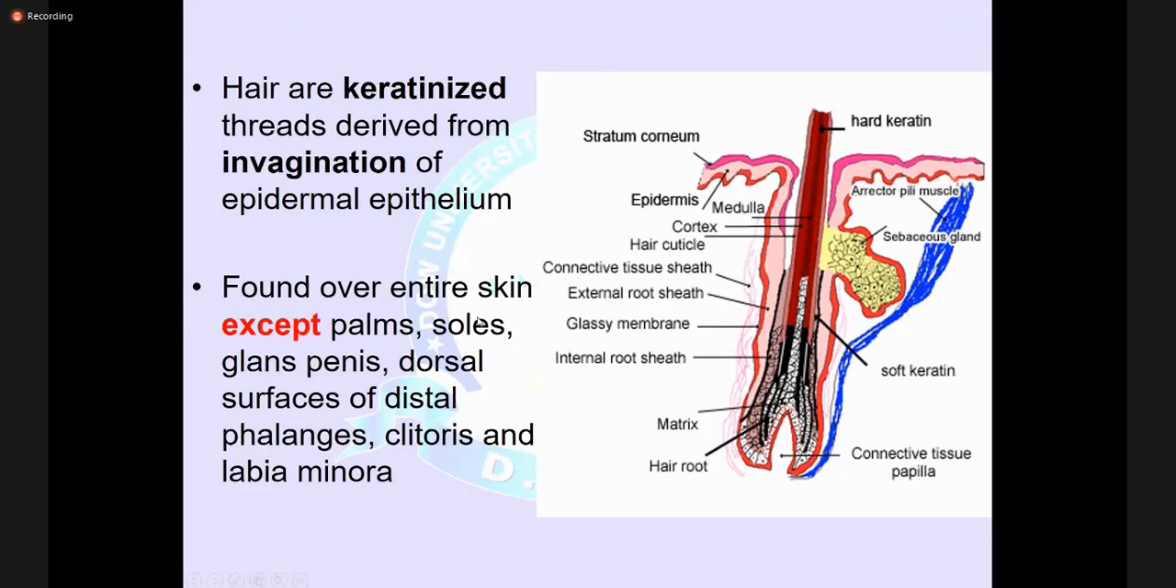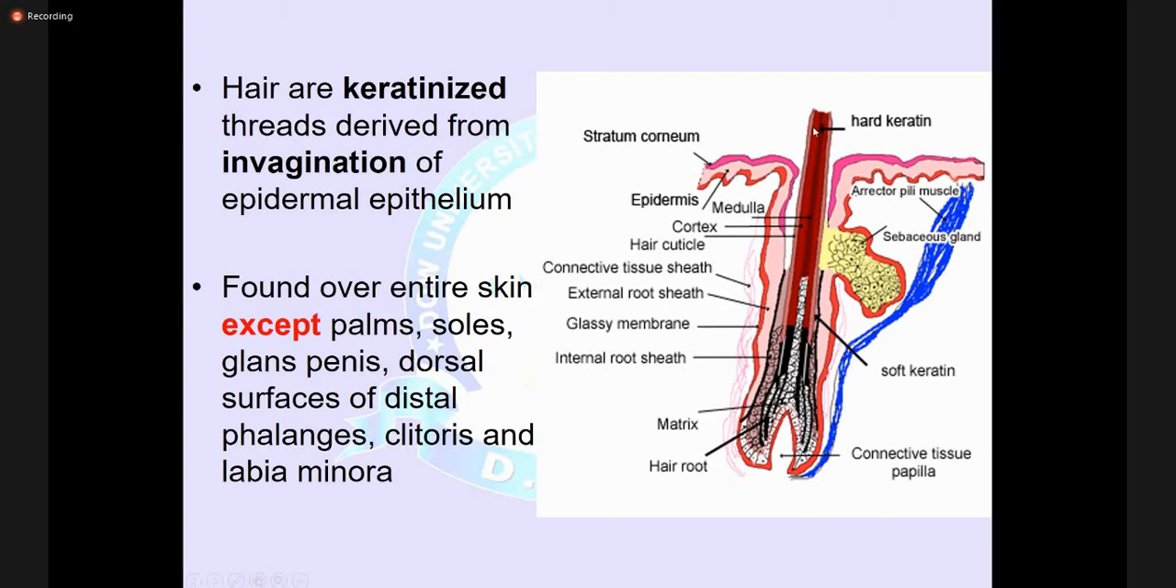So they are found over the entire skin, and the exceptions are the palms and the soles, glans penis, dorsal surface of the distal phalanges, clitoris, and the labia minora. These are the exceptions. Now this is a very simple diagram, but it beautifully explains the structure of the hair.